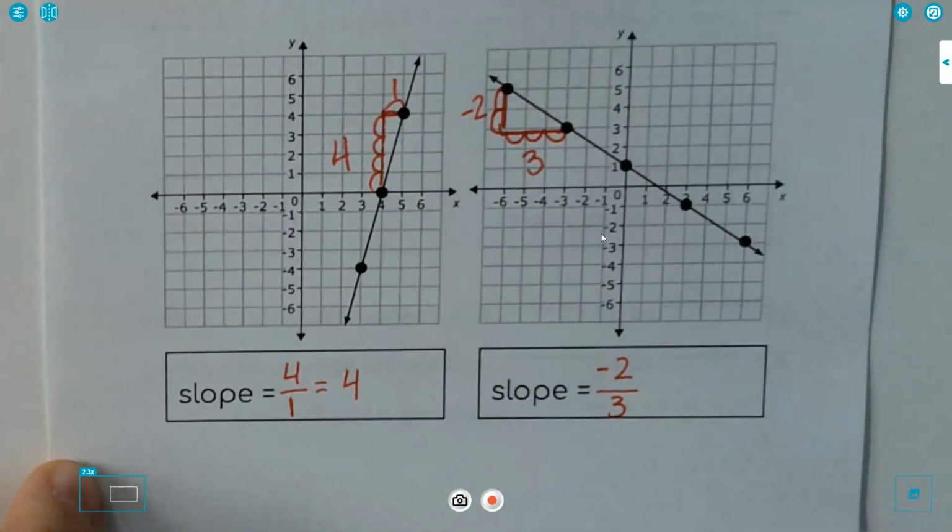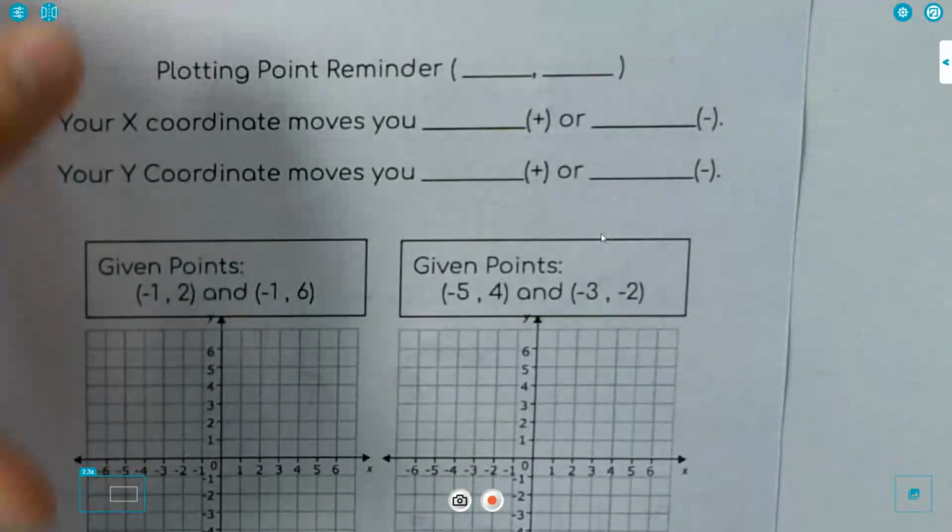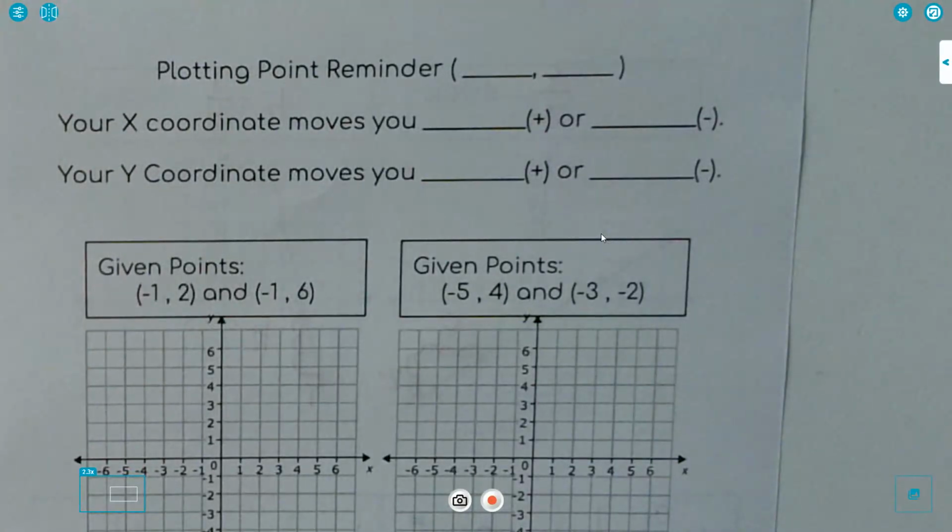Okay, flip this over then. We've got 2 more problems on the back. For the 2 problems on the back, though, we give you the ordered pairs, but they're not on the graph already. So this is when you're going to need a ruler.